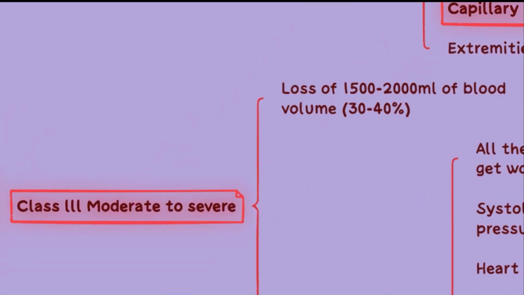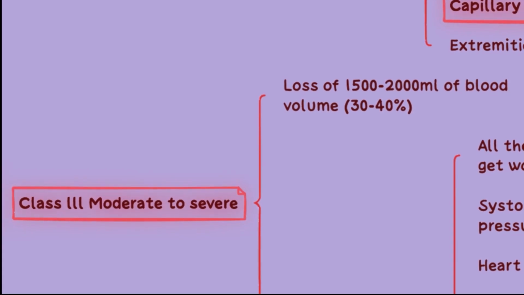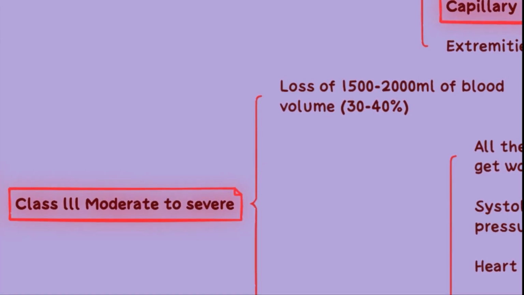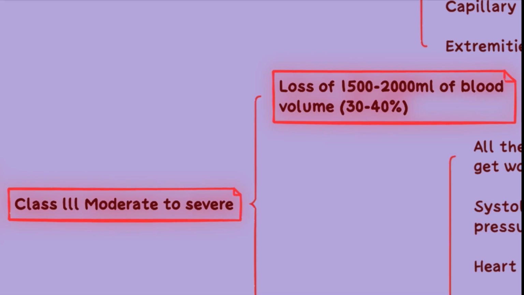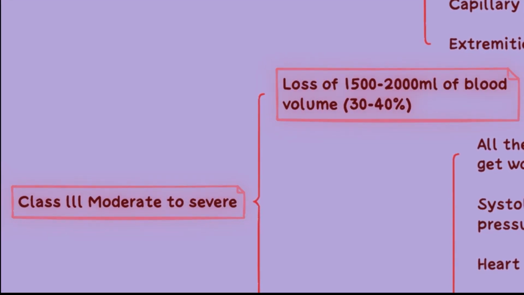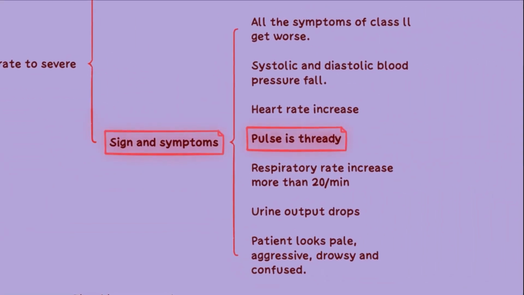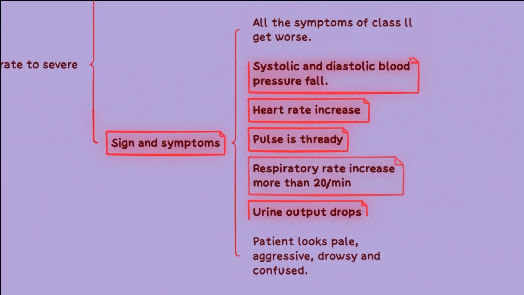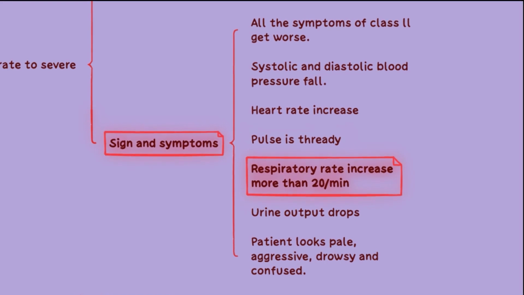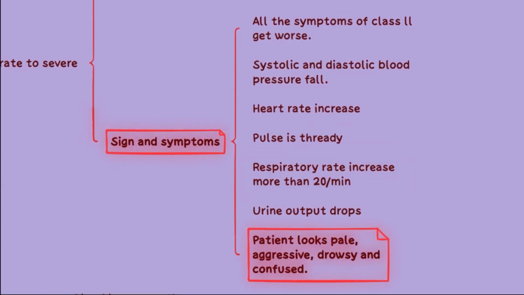Stage 3, or irreversible stage, or moderate to severe shock, sets in next. See, when blood loss becomes 30 to 40% of total volume, thready pulse is observed and all symptoms seen in stage 2 worsen. Notably, increased respiratory rate is seen and patients may start getting drowsy.